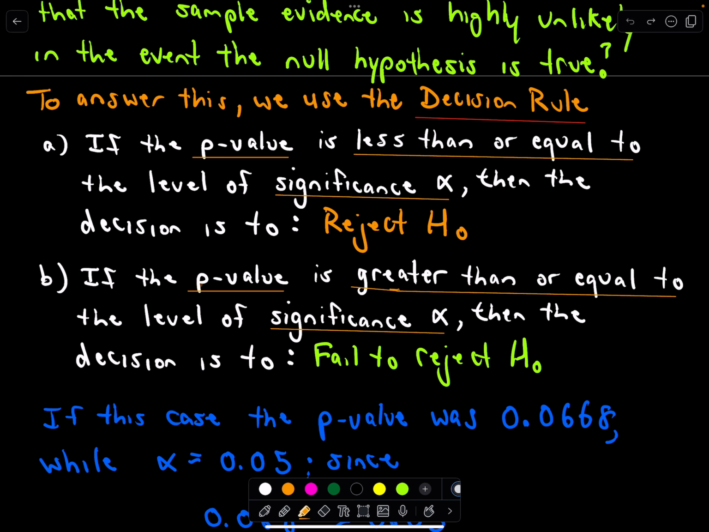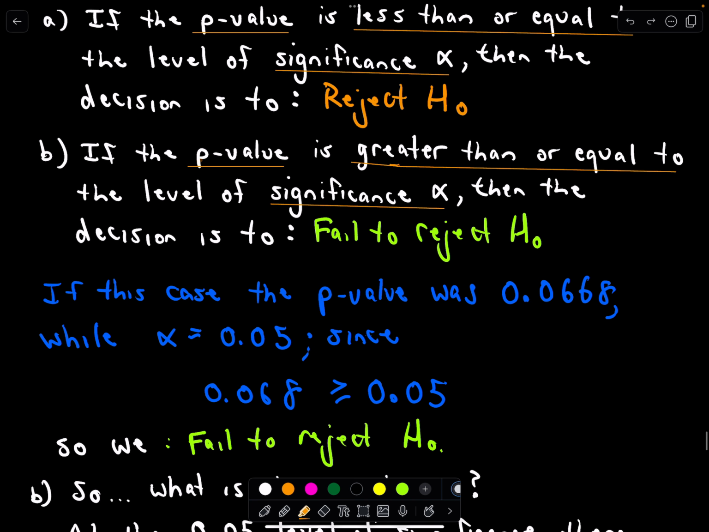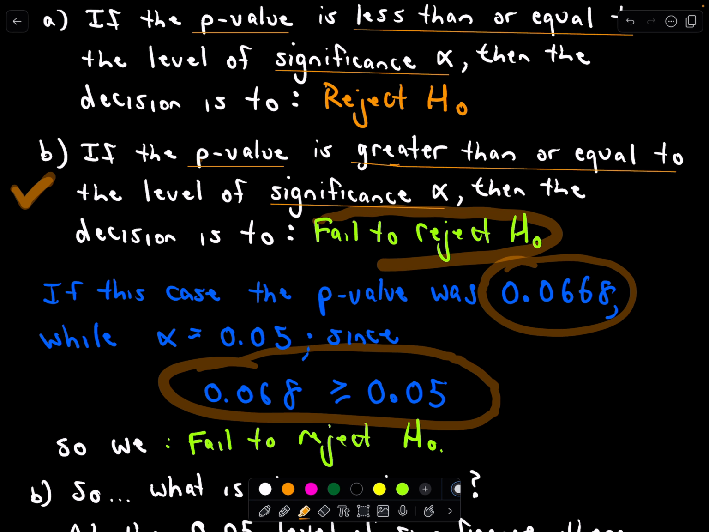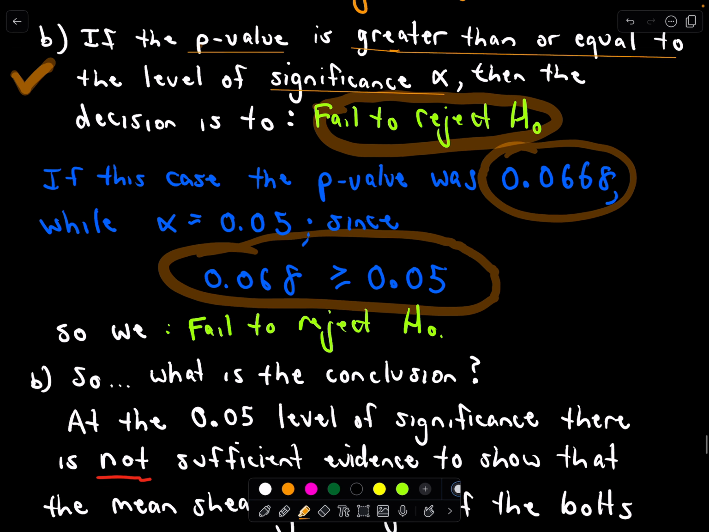Well, in this case, again, we computed our p-value. We got 0.0668. Well, that's greater than our level of significance. So criteria B is going to happen. The p-value is greater than our level of significance. Therefore, we're going to fail to reject the null hypothesis.